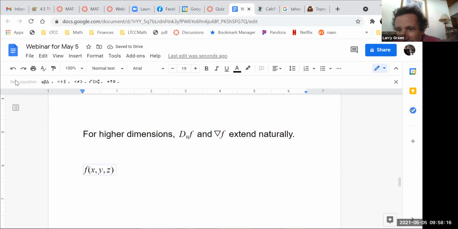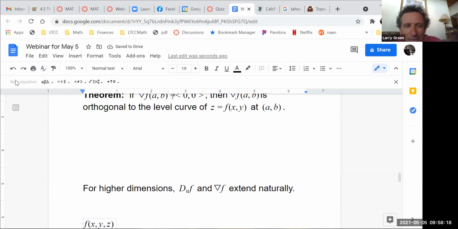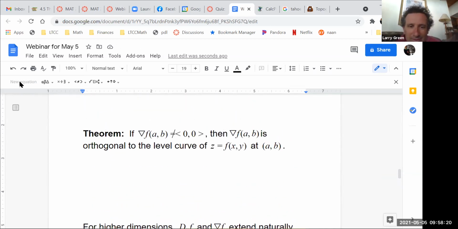Can we see the last one for a second? The theorem, you mean? So there's a theorem. It just says that the gradient is always orthogonal to the level curve, as long as the gradient is not zero.